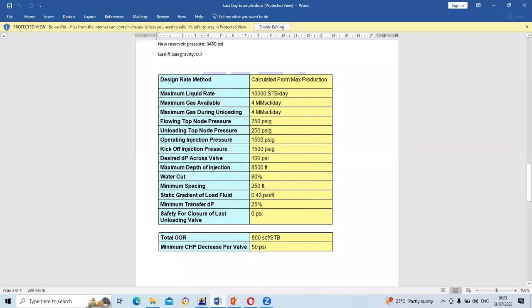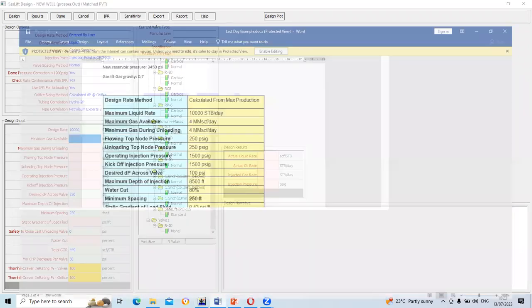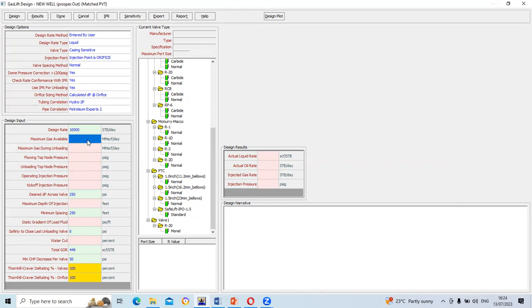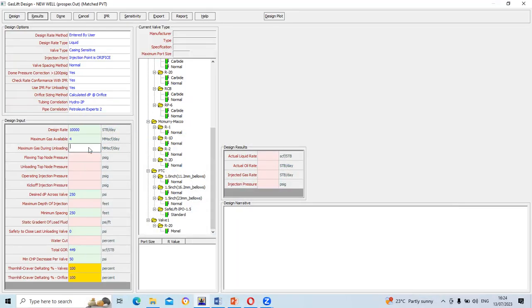So we have our maximum liquid rate. Maximum liquid rate should be 10,000 stock tank barrels per day. 1, 2, 3. We have our maximum gas rate. Maximum gas rate is 4 million standard cubic feet per day. So we have 4 there. Maximum gas during unloading. That's the unloading period that I've already explained. Maximum gas during unloading, we have 4 also. We have flowing top node pressure.